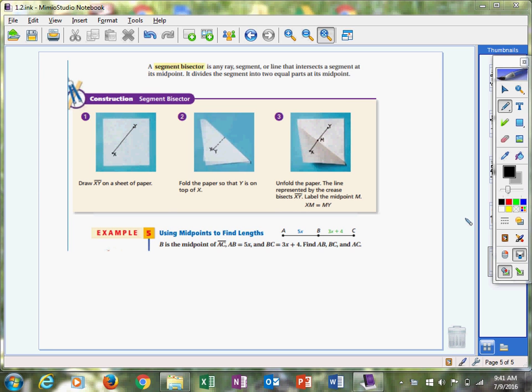Now on the top of your page there, you see a definition, a segment bisector, that would be a midpoint. It's any ray, segment, or line that intersects a segment at its midpoint. It divides the segment into 2 equal parts at its midpoint. Now, if you want to try this construction at home, go right ahead.